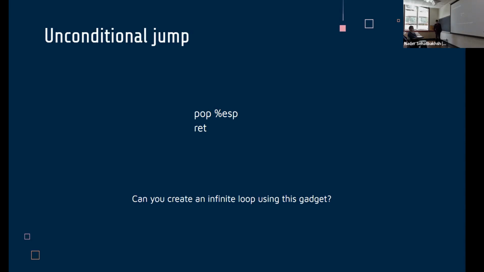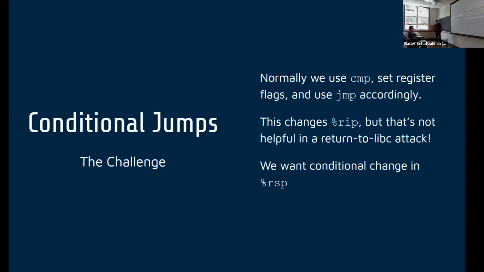Yeah, so I guess that's as straightforward an answer as we can get. So, a conditional jump. Now we normally use the compare instruction, which does set flags and jumps accordingly. But the difference is that when we use that kind of jump, we change the instruction pointer. Here, we want to change the stack pointer.